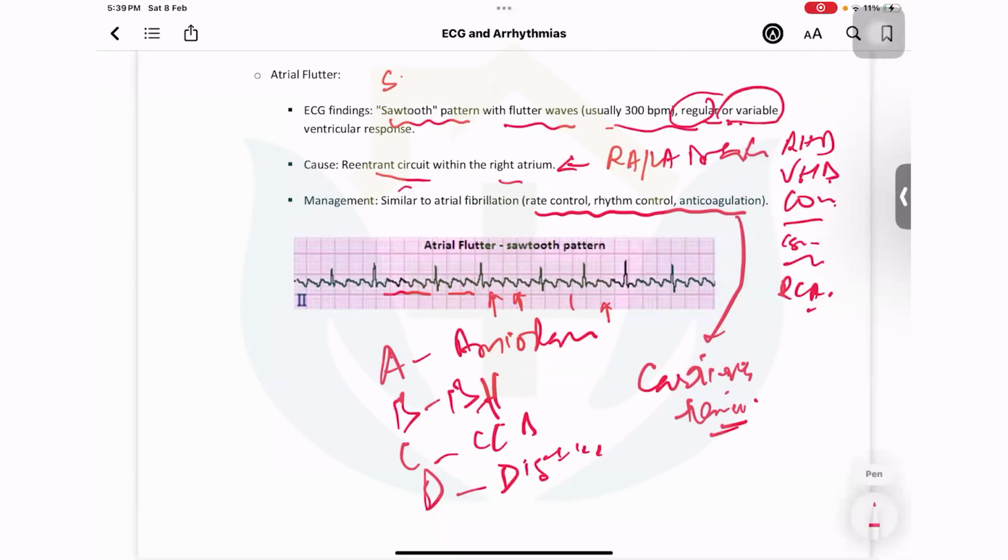Then comes the strangest arrhythmia. Oh, what is wrong with my pencil?